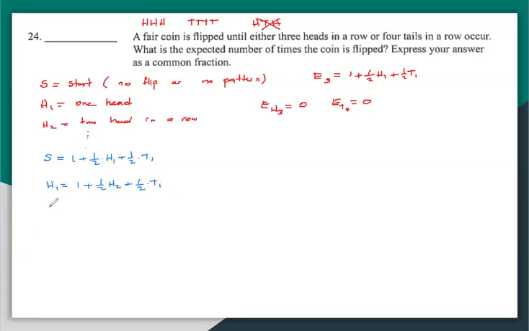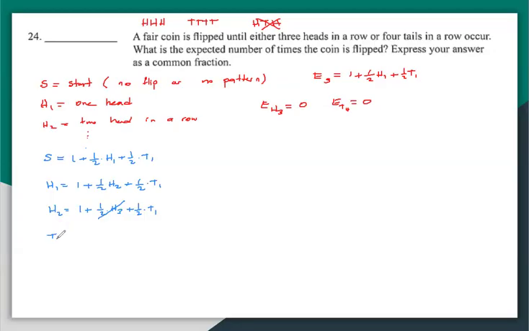Okay, so then if I want to go with H2, you have 1 plus 1/2 times H3, plus 1/2 times T1 again, because after H2, when you have 2 H in a row, the next one might be T, which is like 1T basically. But we know that the expected value of H3 was 0, so we can just cross this out. If I simplify, that will be 1 plus 1/2 T1. And we don't need H3 because we don't continue.